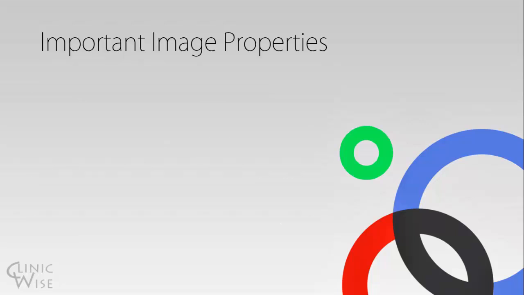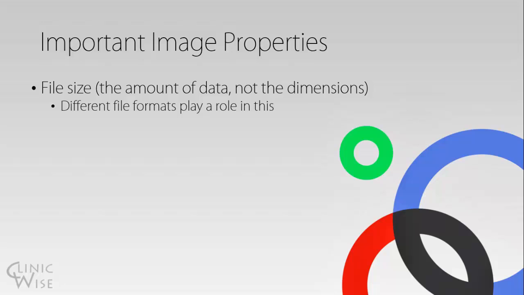Images on the internet have many different properties, but there are only a handful that affect search engine optimization. The file size of the image can influence search engine optimization ranking. File size refers to the amount of data that the image uses, not the dimensions of the picture, which refer to the height and width. Different file formats use different amounts of data naturally, and we'll discuss this shortly.